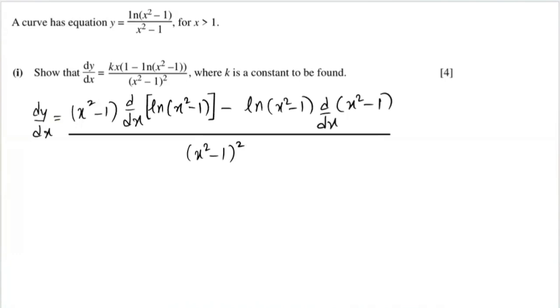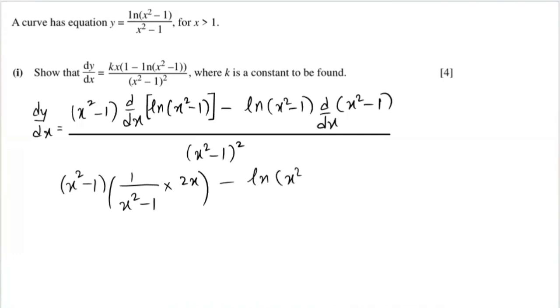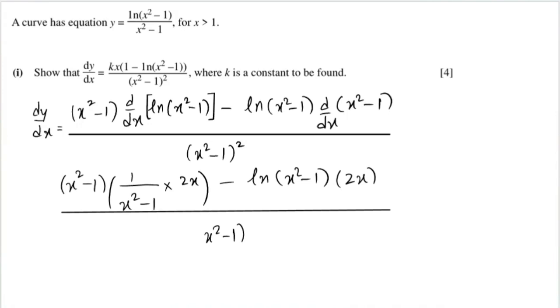Okay, so I can write it like this, right? Okay, so let's begin. x squared minus 1. Here I will get 1 over x squared minus 1 times 2x. That's how you differentiate a natural log function, ln of x squared minus 1. And this is going to be just 2x. Divide the whole thing by x squared minus 1 whole squared.